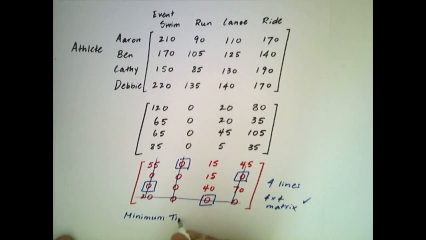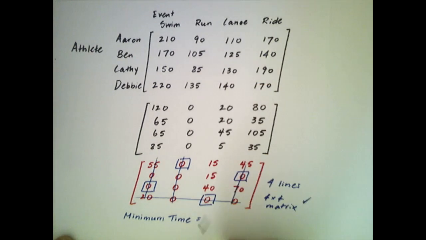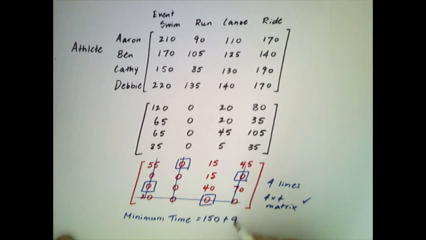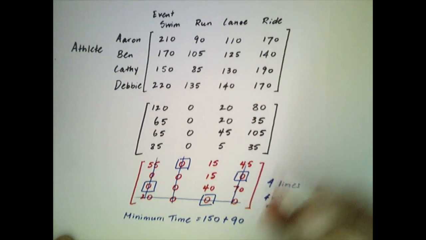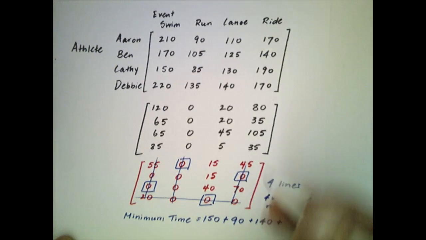So to minimize the time, what we then do is we match these zeros back to the original matrix. 150 is the 0 in the third row. In the second column, the top entry is 90. 140 matches the 0 in the last row of our matrix. And the 0 that we get in the last column matches 140.